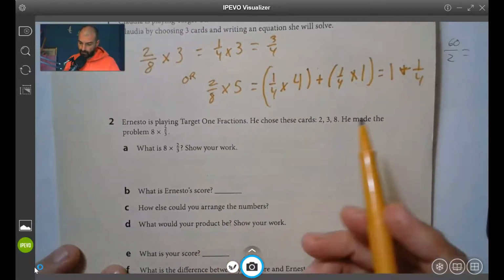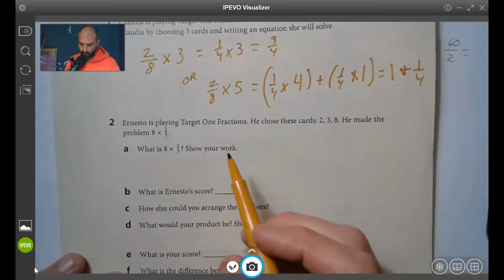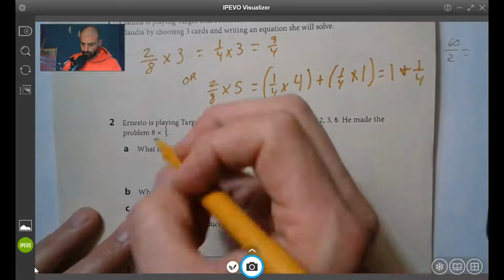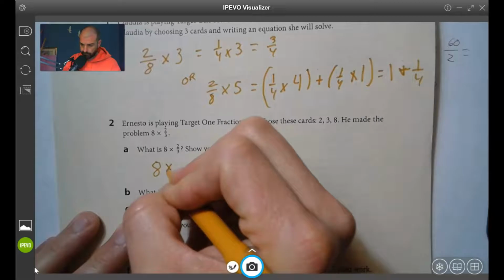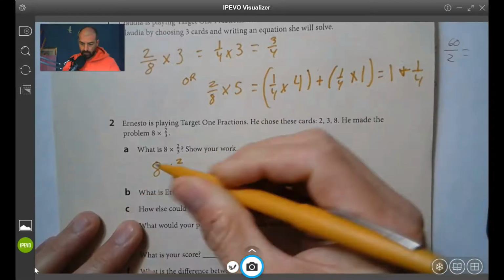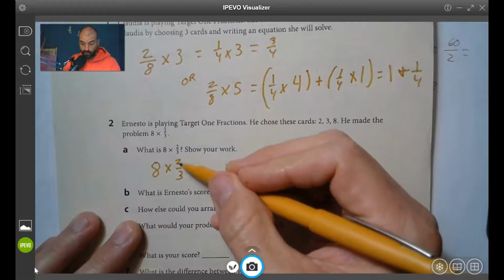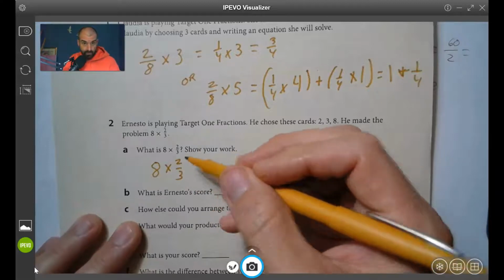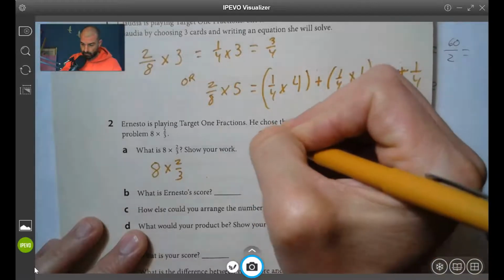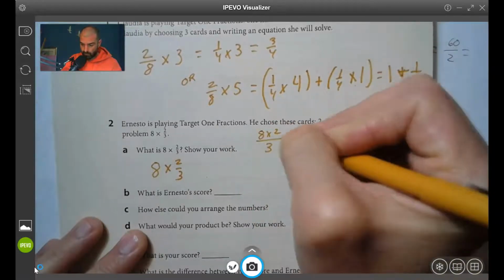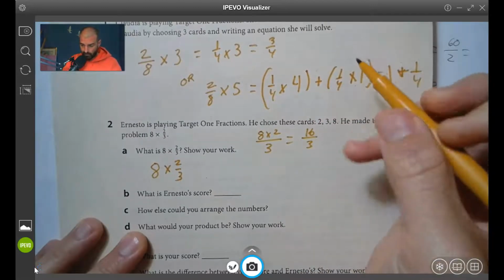Ernesto is playing Target One Fractions. He chose these cards: 2, 3, 8. He made the problem 8 times 2/3. What is 8 times 2/3? Show your work. All right, so I have 8 times 2/3. I could know that this is 8 groups of 2 over 3, which is 16/3, and that's great. That's great that I know that I can do 8 times 2, right? Equals 16/3.